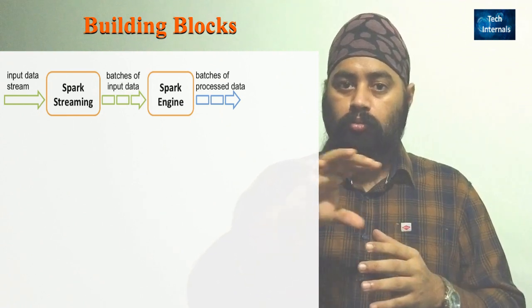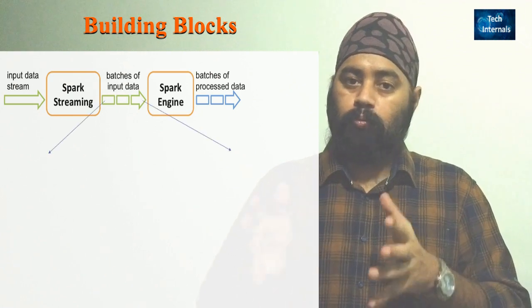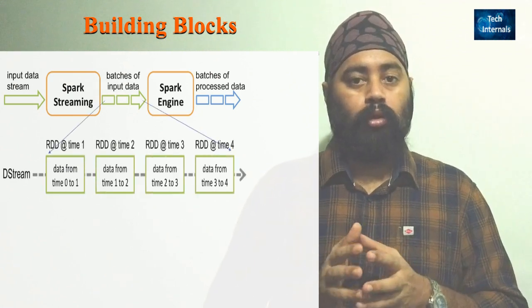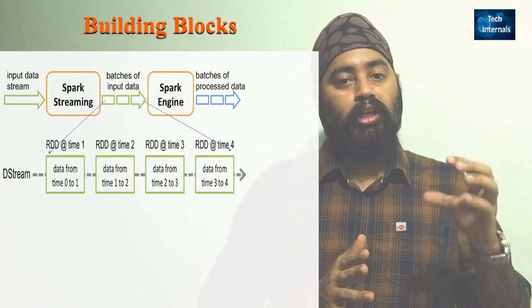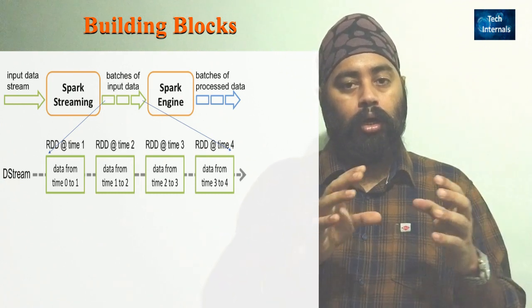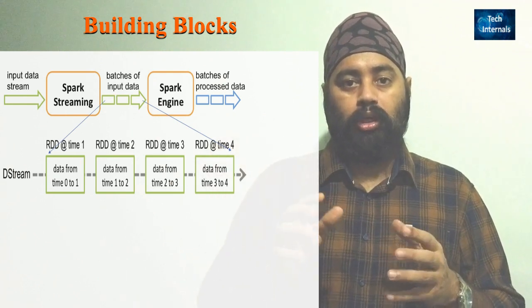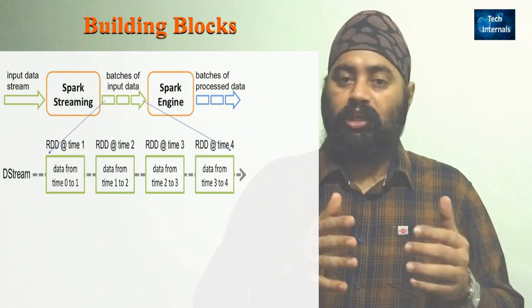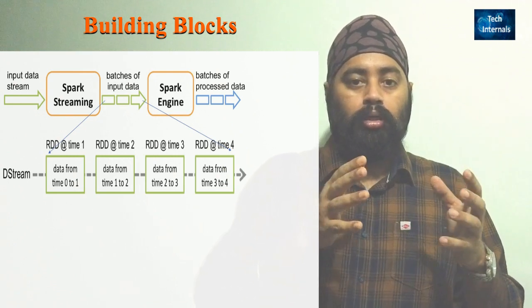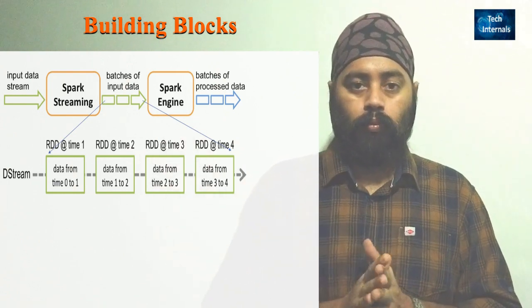So the smallest level of building blocks for Spark Streaming is called DStreams. We call it a discretized stream. These streams are like a sequence of RDDs. You can assume that an RDD is a Resilient Distributed Dataset, which I have covered in a previous video. The sequence of these RDDs is called a DStream.